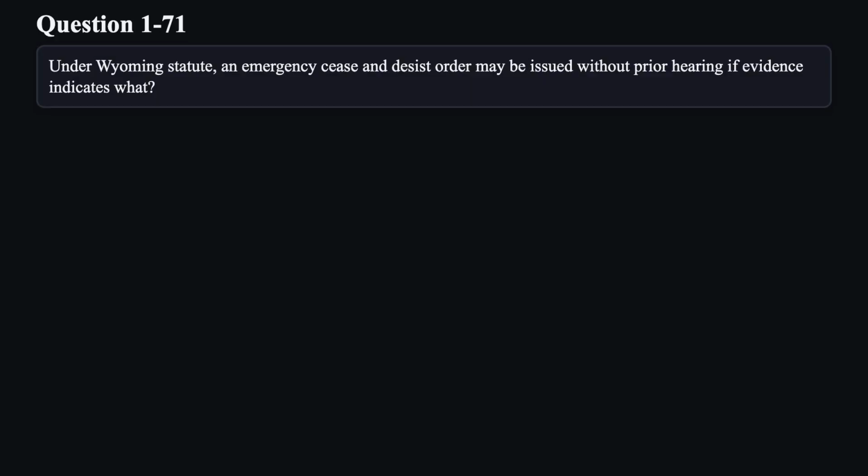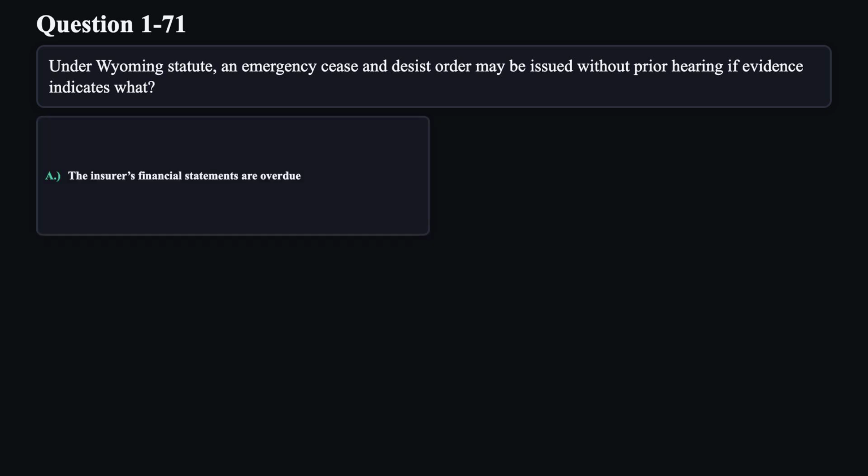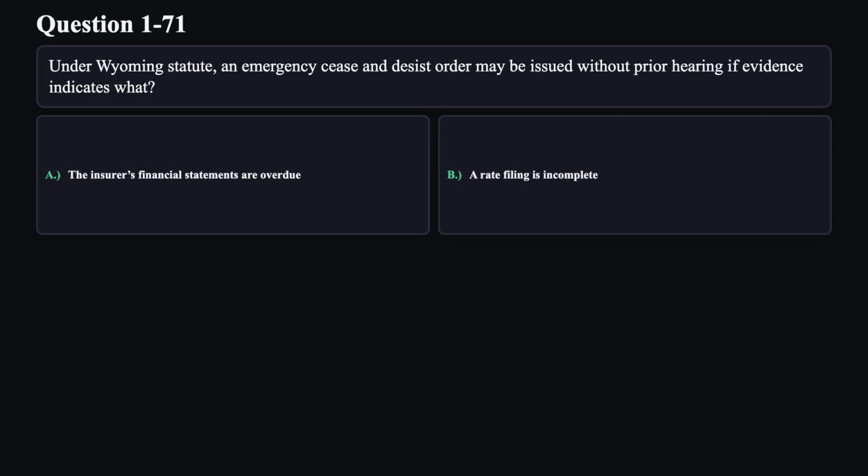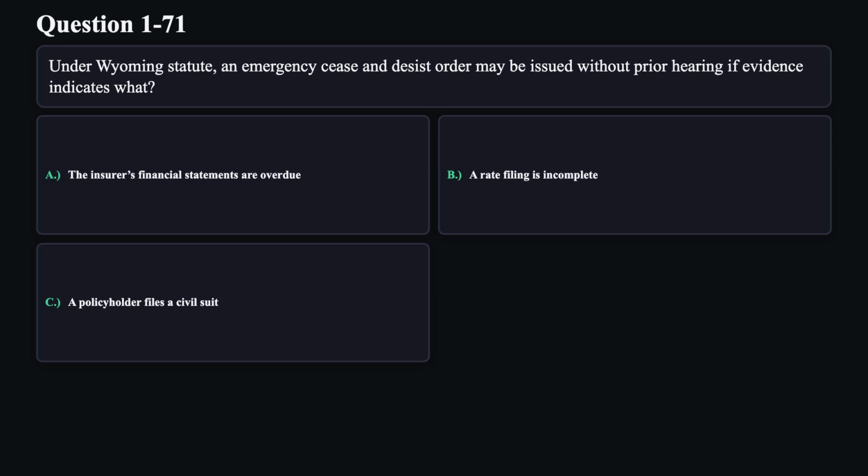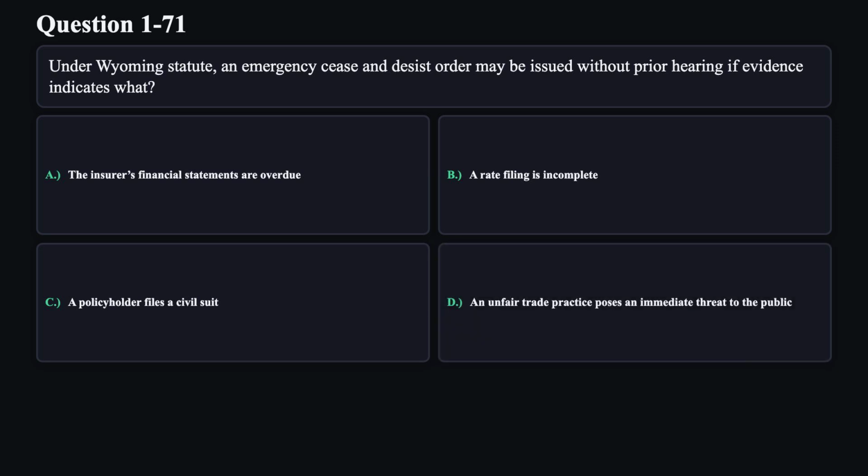Question 71. Under Wyoming statute, an emergency cease and desist order may be issued without prior hearing if evidence indicates what? A. The insurer's financial statements are overdue. B. A rate filing is incomplete. C. A policyholder files a civil suit. D. An unfair trade practice poses an immediate threat to the public.